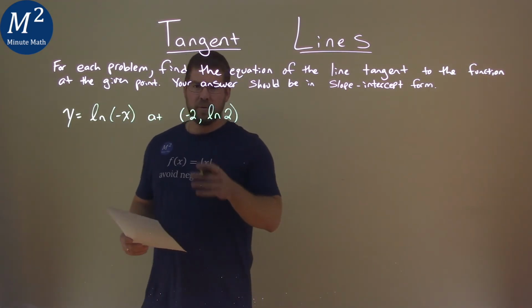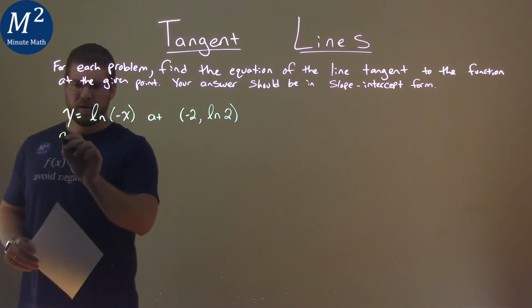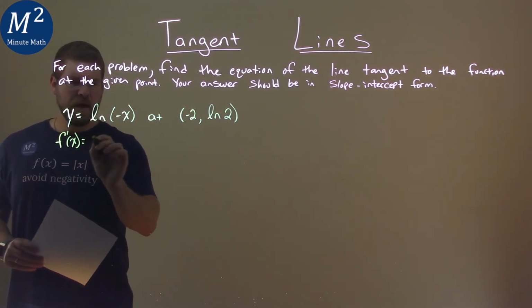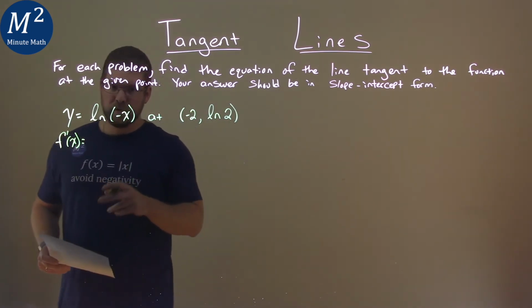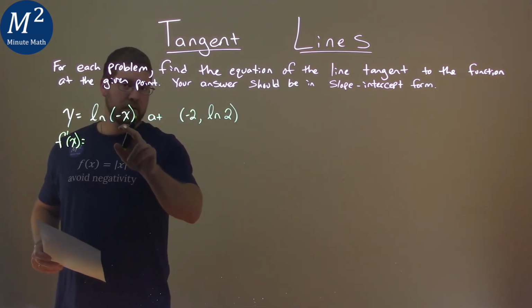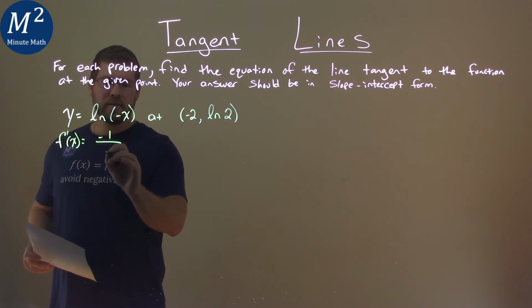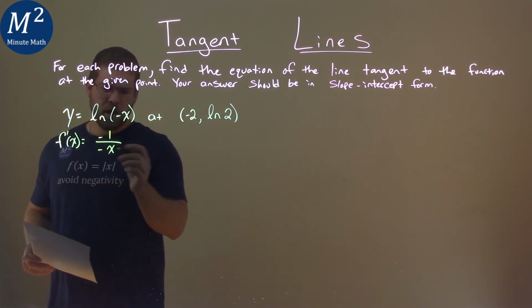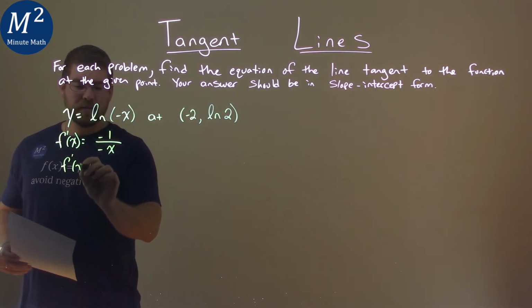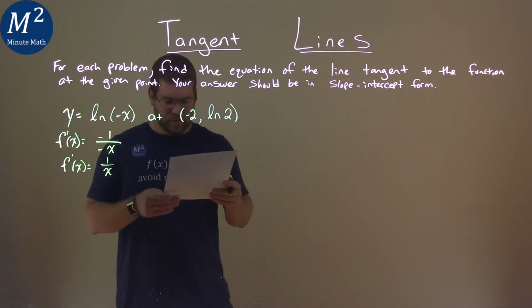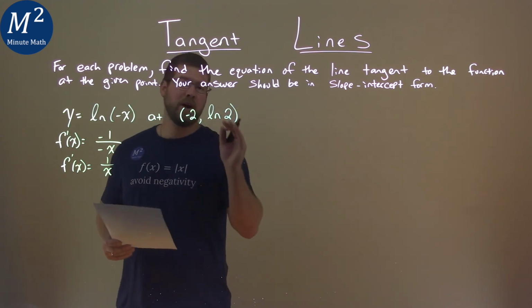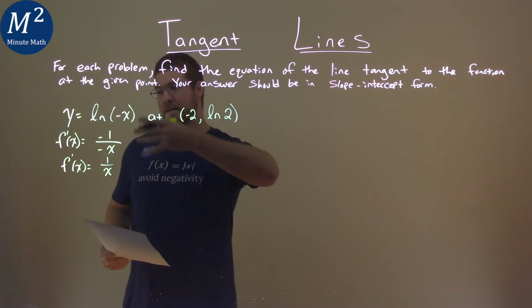Well, first thing I want to do is find the derivative of our function. Let's call it f prime of x. And the derivative of a natural log of u is u prime over u. So the derivative of the inside of negative x is negative 1 over the inside, which is negative x. Well, get rid of the negatives, and f prime of x here is just 1 over x. Pretty simple there.